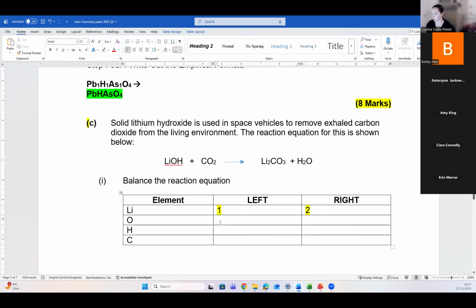My oxygen then on the left-hand side, so in total, I have 1 oxygen atom here and 2 for my carbon dioxide. So that's going to give me 3 in total. On the right-hand side, then I have 3 over here and 1 for my water. That's going to give me 4. My hydrogens then, so I have 1 on the left-hand side and then 2 on the right-hand side. And my carbons then is 1 and 1.